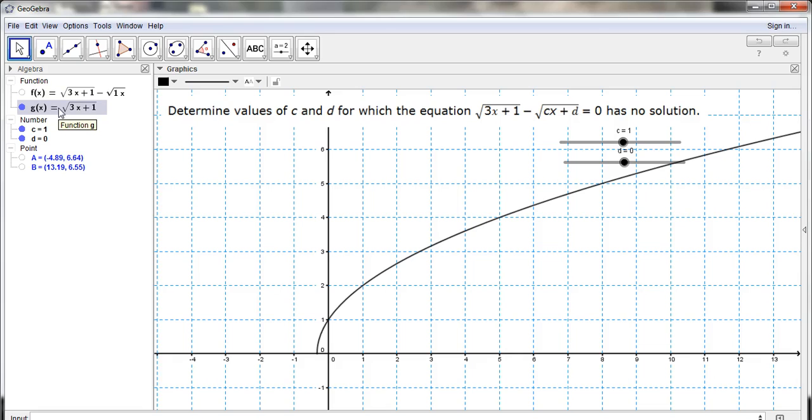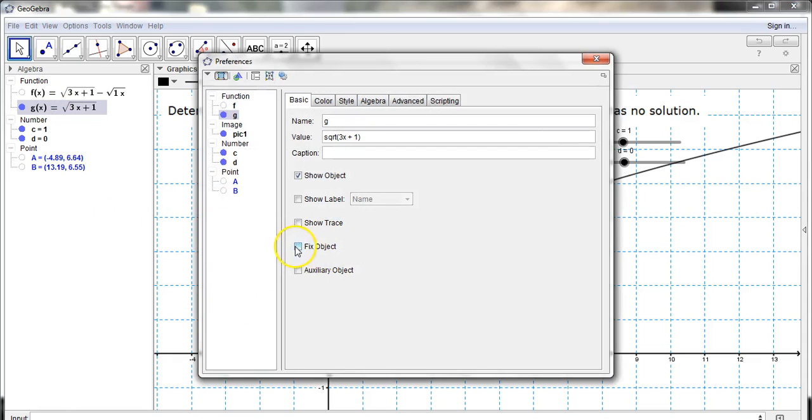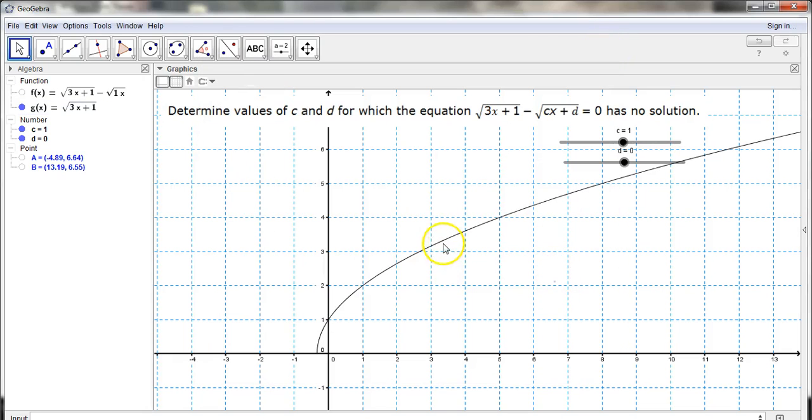So I'm just going to right-click my function over in the algebra window. I'm going to go to its properties, and then I'm going to fix the object. So when you cancel out of there, no matter what you want to do to the graph, it won't move. You can still change its properties.